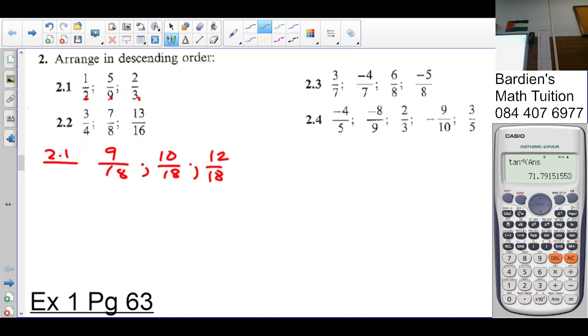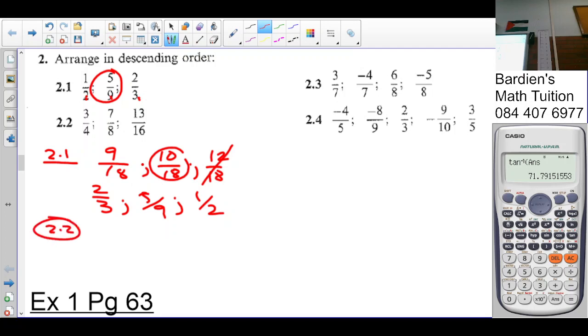So descending is biggest to smallest, so that number goes first. So it's 2 over 3. This number corresponds with 5 over 9. And then you got 1 over 2. You all understand? Let's look at 2.2. What's your LCM here? 16. Okay?